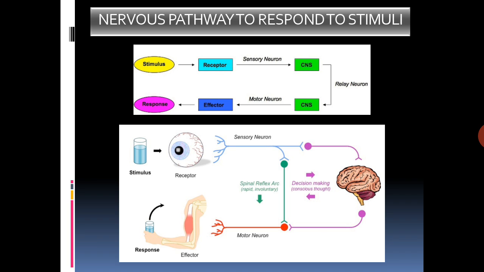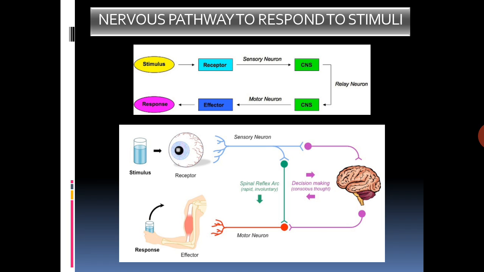The next stage in this pathway is the sensory receptors sensing the stimulus. These receptors are present or located all over the body, but some types of receptors are in specific areas of the body, like taste receptors in the mouth. We don't have taste receptors in our ear.